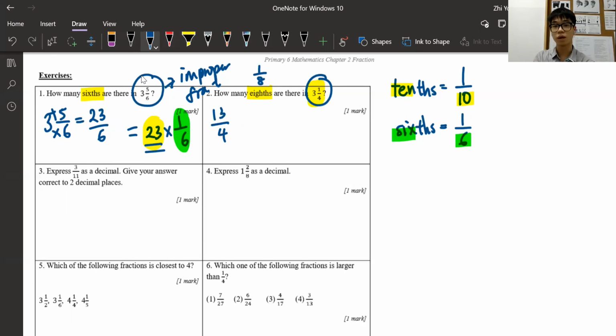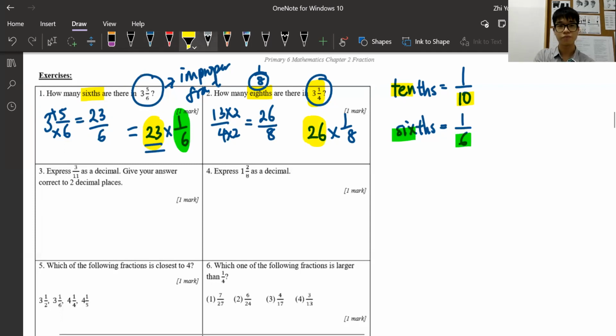However, this is not what we want. We want the denominator of 8. So we times 2, and it will become 26 over 8. Okay? So in this way, you know that there's 26 over 8, and the answer here is 26. Okay, the answer is 26.